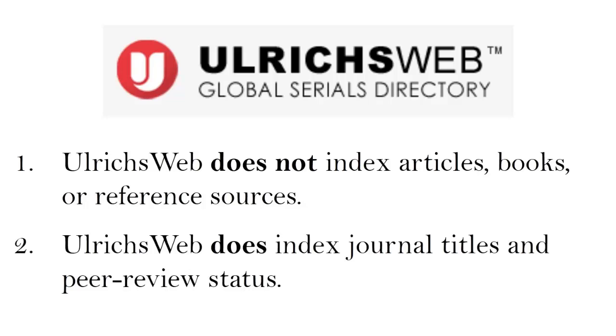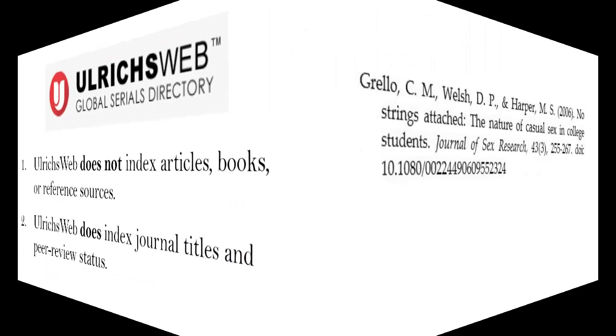Instead, Ulrichs Web is a database that just gives you information about journals, such as the publisher, when the journal started, if the journal is in English or another language, and more. Ulrichs Web will also indicate whether or not a journal is peer-reviewed.